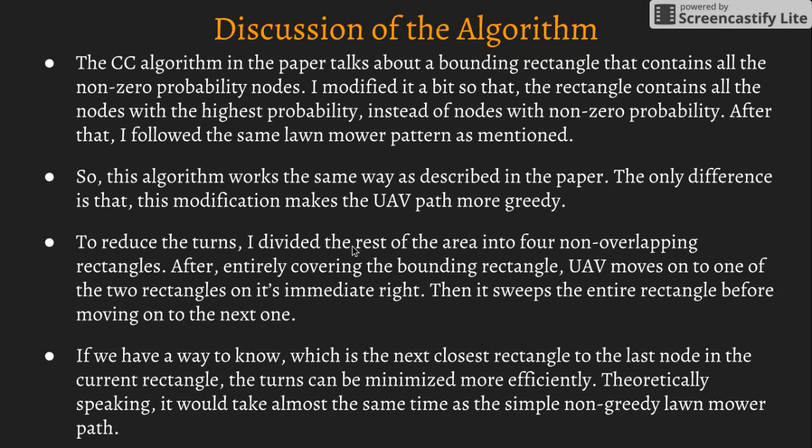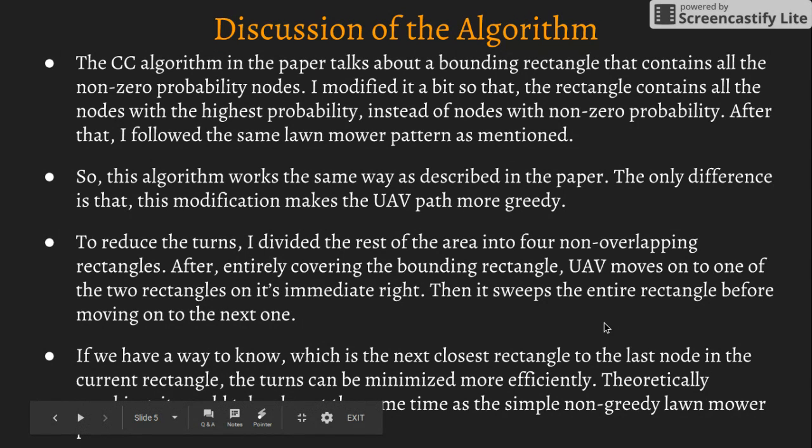To reduce the turns, I divide the rest of the area into four non-overlapping rectangles. Since they are non-overlapping, it will reduce the number of turns the UAV takes, but it's not completely efficient because I do not know which is the closest rectangle to the node I'm currently in. I know I'll start at the left side of the bounding rectangle, so I'll end on the right side, but I do not know whether I'll end at the right bottom or the right top. If I knew that, I would take the closest rectangle, and that would be more efficient in reducing the number of turns.